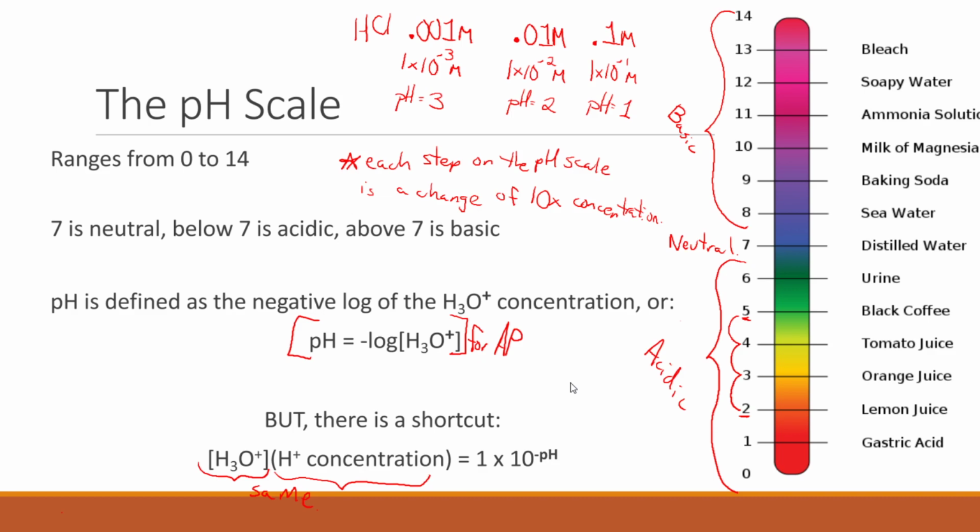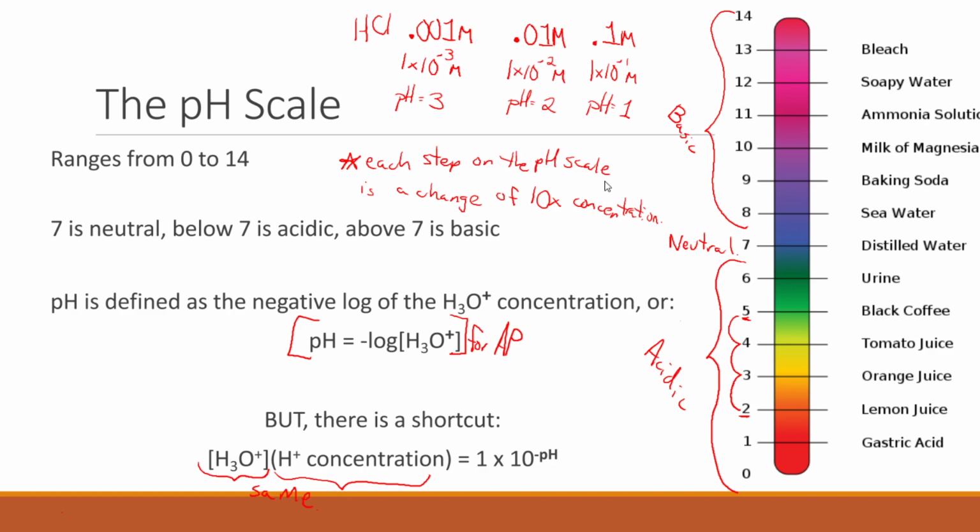Is there a reason why we can't eat anything that's basic, but we can eat most things that are acidic? You can eat basic things. Chocolate is basic. Tums are basic. So there's just more acidic things that we eat than basic things that we eat.